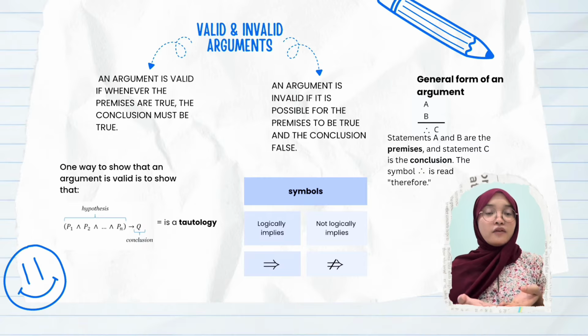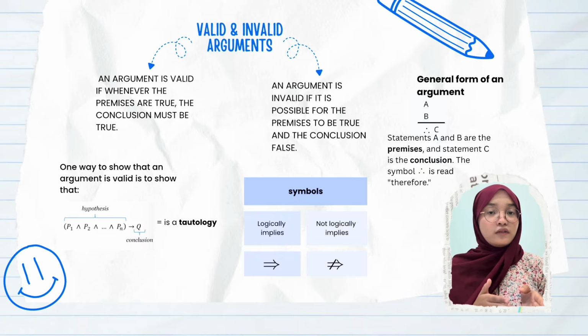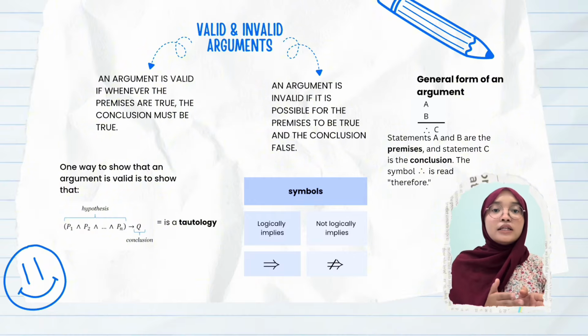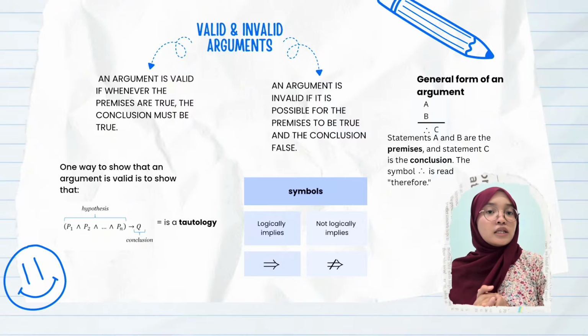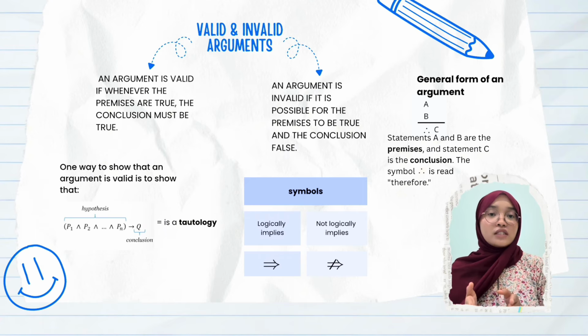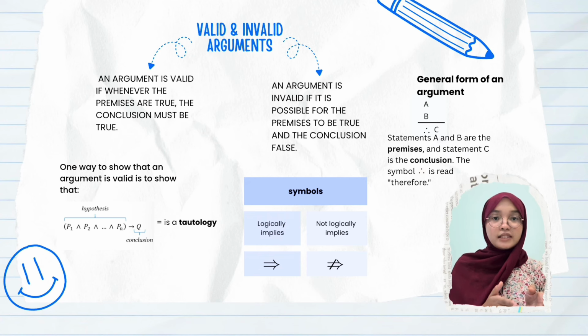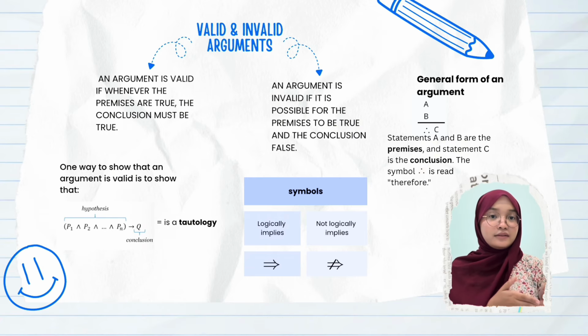Next, I will explain valid and invalid arguments. An argument is said to be valid if, whenever the premises are true, the conclusion must also be true. On the other hand, an argument is invalid if it is possible for the premises to be true, but the conclusion is false. Now, let's look at the general form of an argument. We have statements A and B as the premises, and statement C as the conclusion. The symbol with 3 dots means therefore, so we read it as A and B, therefore C.